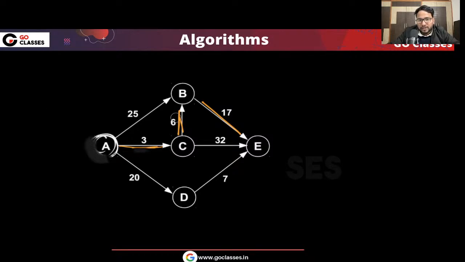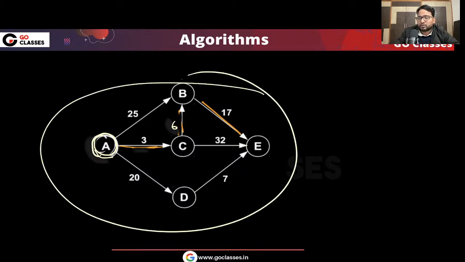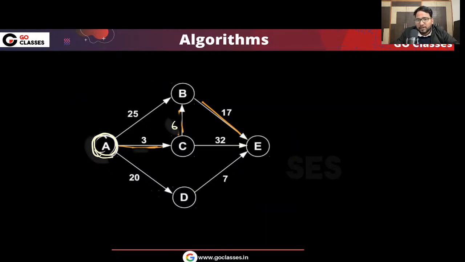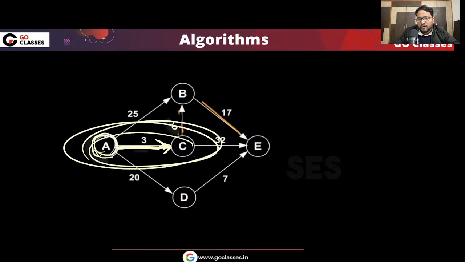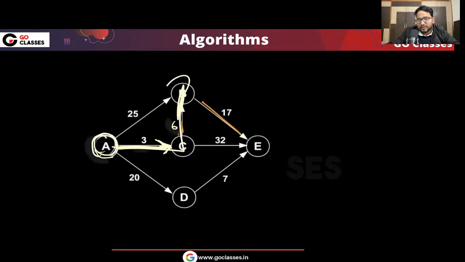So let's just assume that this is the graph that is given to you, and these are the weights that are given to you. Let's suppose A is the source vertex, and from here I want to find out the shortest path to everyone else. So for example, the shortest path to C is this, right? From A to C, this is the shortest path. From A to B, this is the shortest path, which is 3 plus 6, which is 9.